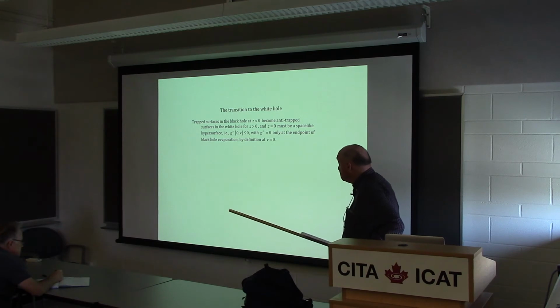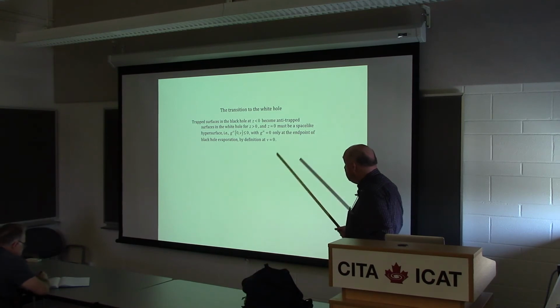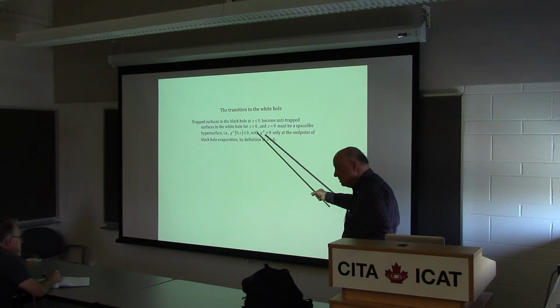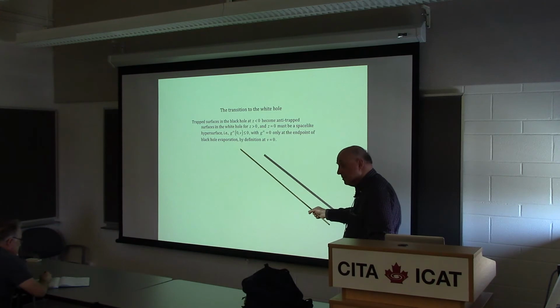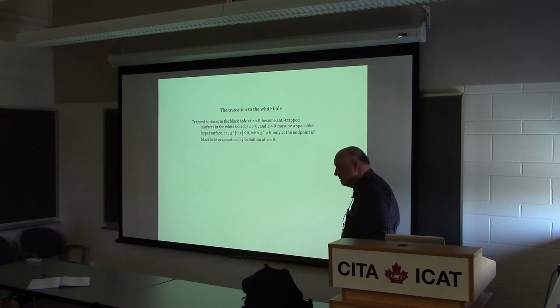So what happens at the transition now? We have trapped surfaces at Z less than 0, and anti-trapped surfaces at Z greater than 0. Z equals 0 must be space-like. For a space-like hypersurface, you have to have G inverse ZZ at Z equals 0 less than or equal to 0, and equal to 0 only at the endpoint of the evaporation, which I'm going to define so that it is at advance time V equals 0.